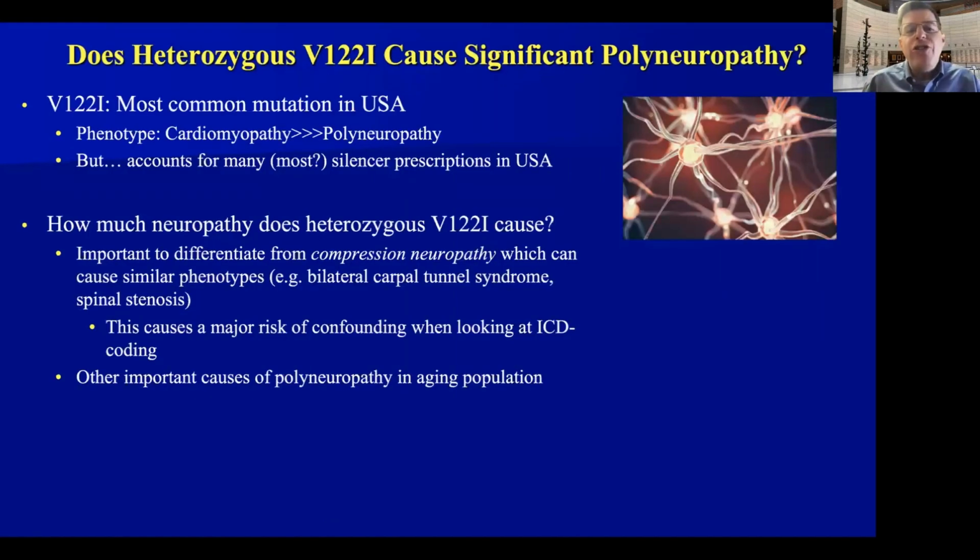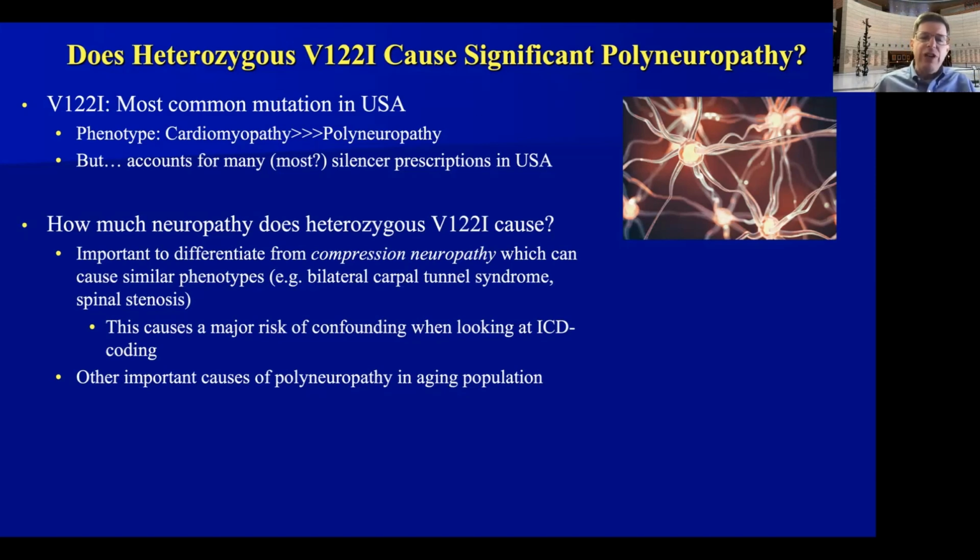Now, one interesting question is, does this mutation cause significant polyneuropathy? And this is still a question of some controversy. There's certainly no doubt that this mutation causes predominantly cardiomyopathy. And yet, statistically, you'll find that a lot of patients who get silencer prescriptions, despite in at least the first few years, silencers not being approved for this indication, come from the individuals with the V122I mutation. So how much neuropathy does it cause?